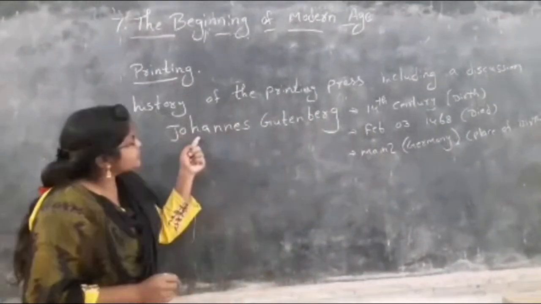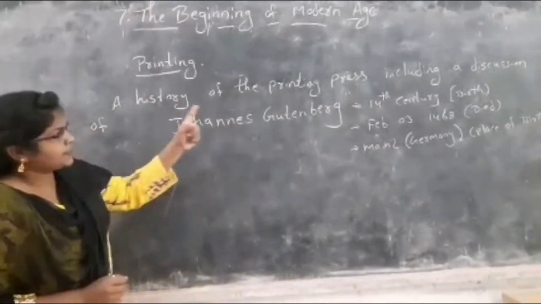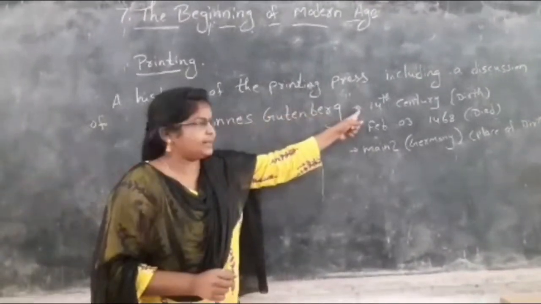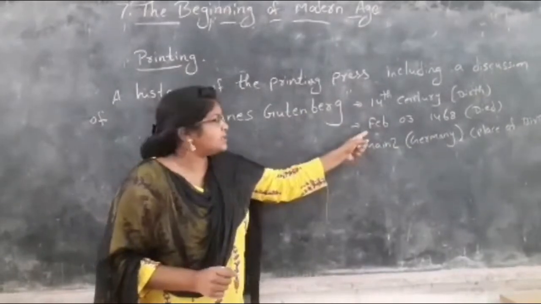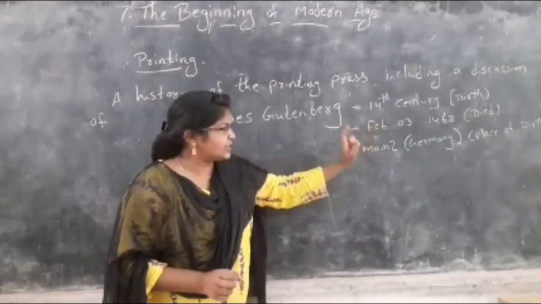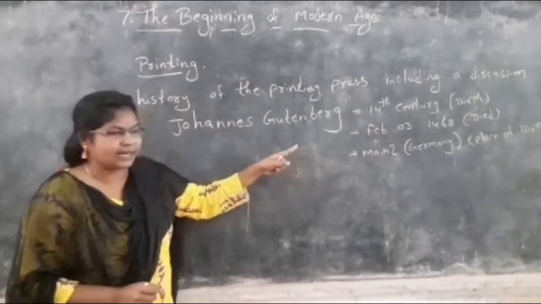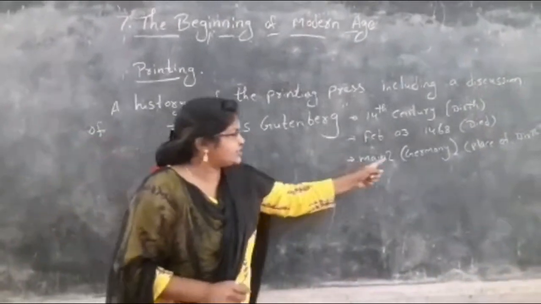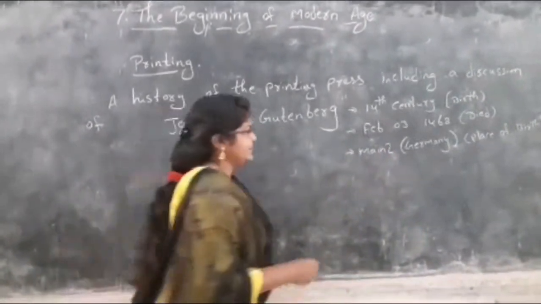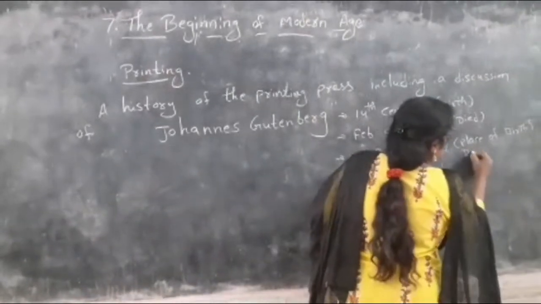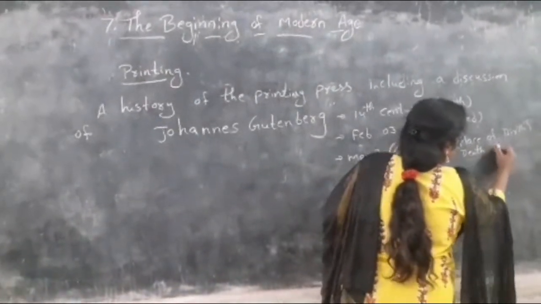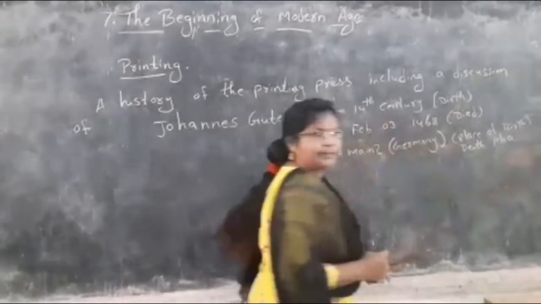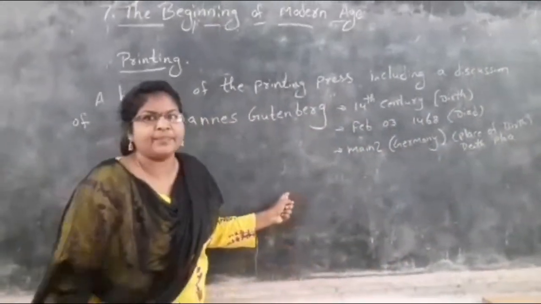Johannes Gutenberg introduced the printing press. 14th century. Date of birth year, and death February 3rd, 1468. And birthplace and deathplace are each Mainz, Germany. Okay.